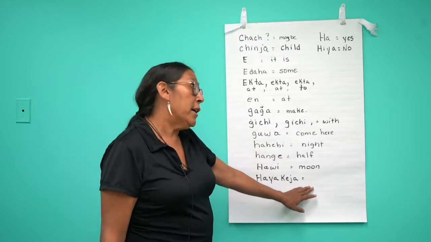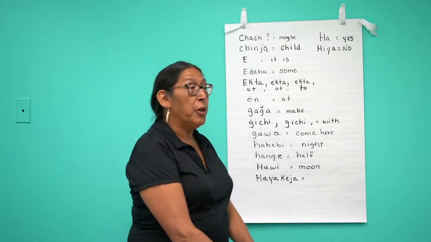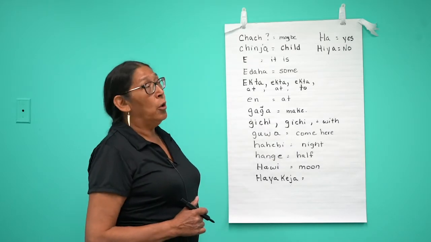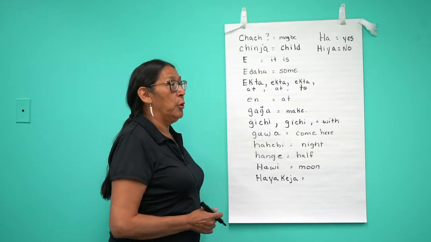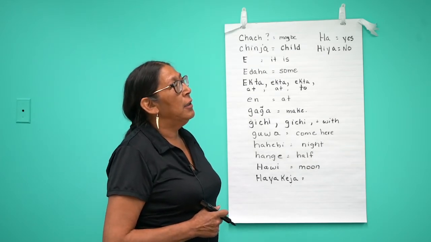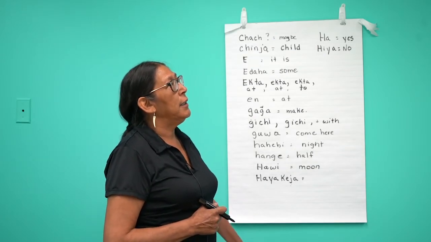Tomorrow, I'm going to make a cake because it's going to be my granddaughter's birthday. Hayakej, tomorrow. Hayakej ishten otua mnakt. Tomorrow, I'm going to go to town.